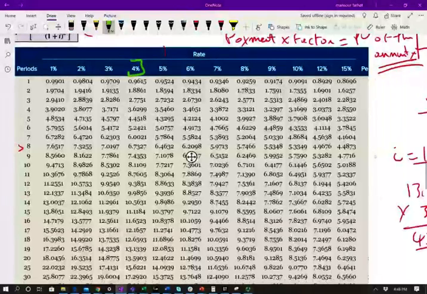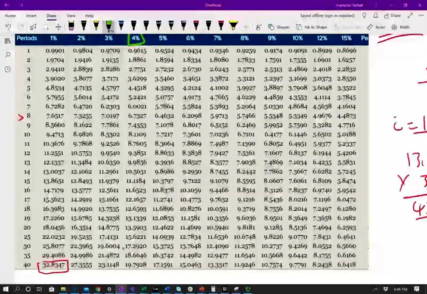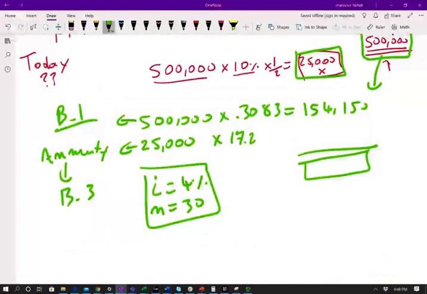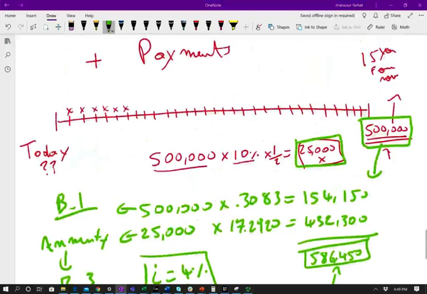I equal to 4, N equal to 30. And the factor is 17.2920. And if we'll take 25,000 times this amount, it's going to give us 432,300. If I add the present value of the par value plus the present value of the payment, I'll pay for the bond $586,450. So this is how much you will pay for this bond today.